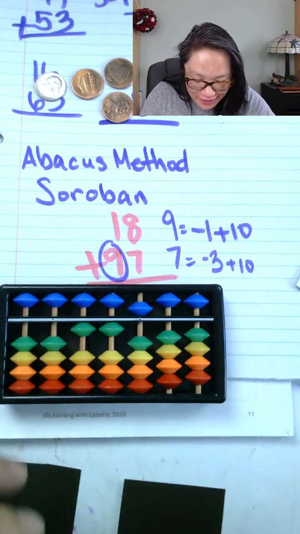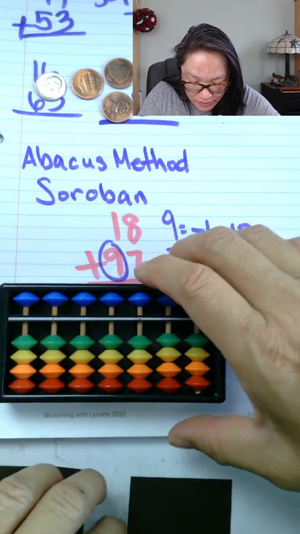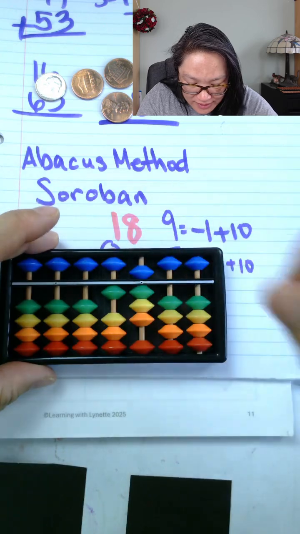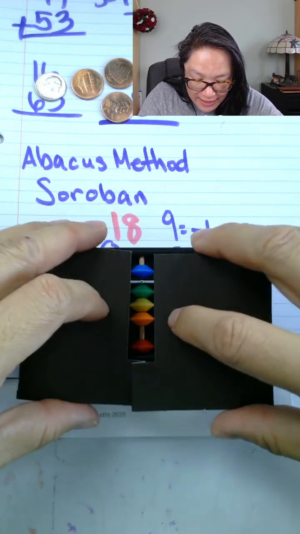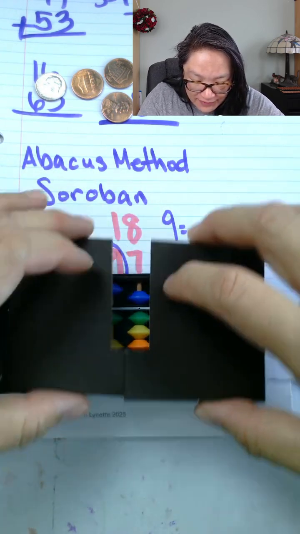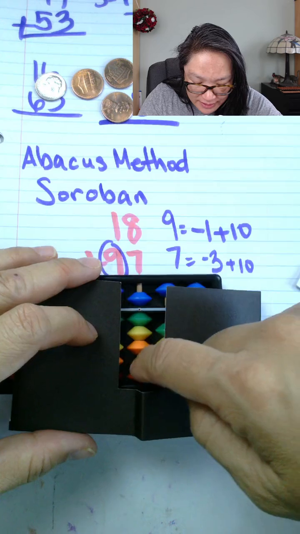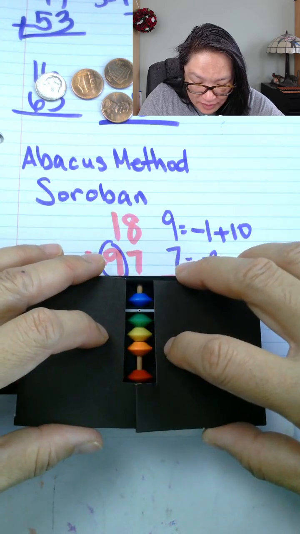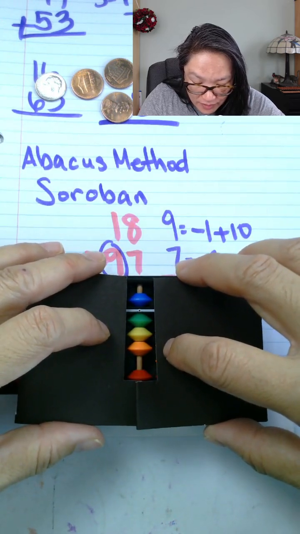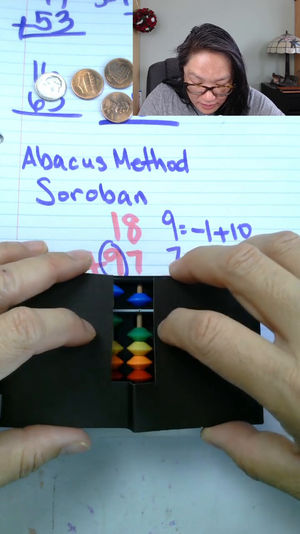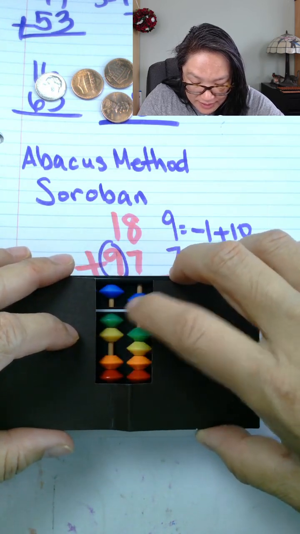So let's do it the other way. How does it work the other way? Let's do 18. We're going to add the 7 first. When we add the 7, what do we do? Minus the 3, plus the 10. We're going to add the 7. Add the 7 is what? Minus the 3, plus the 10. We're going to plus the 10.